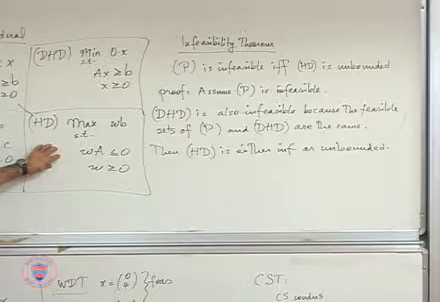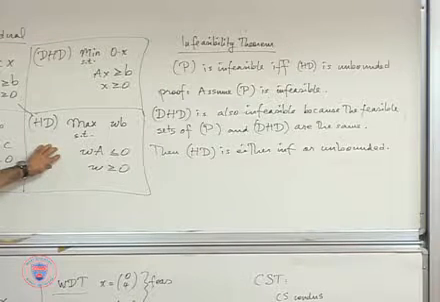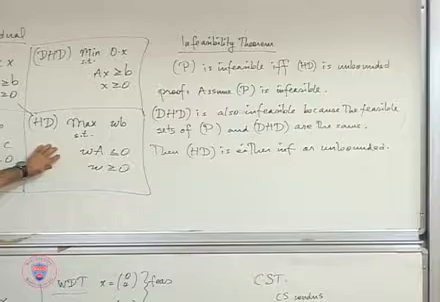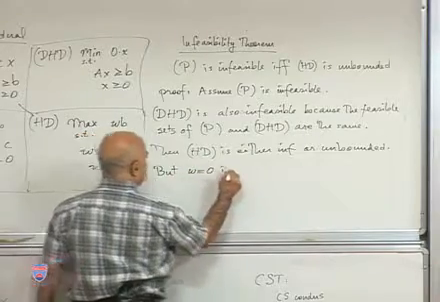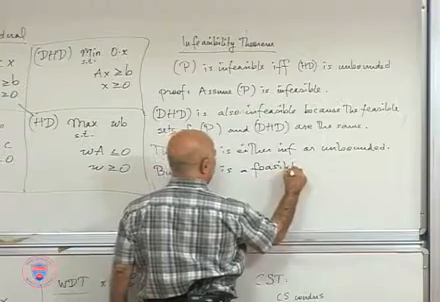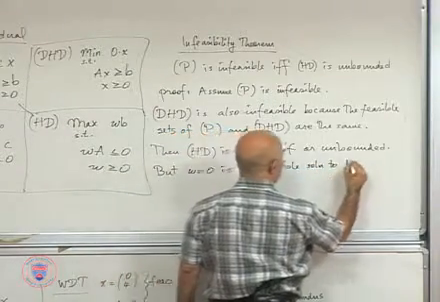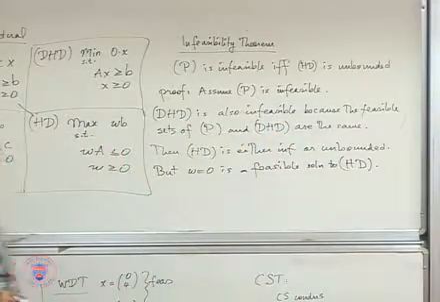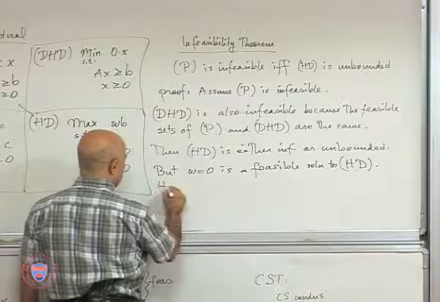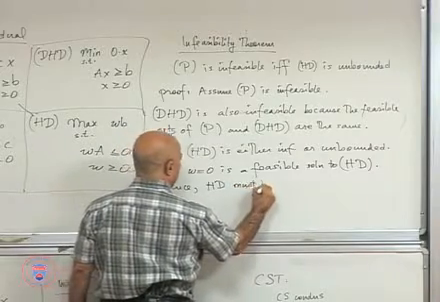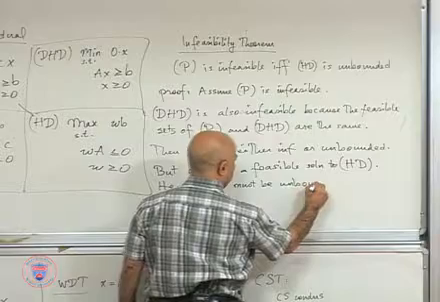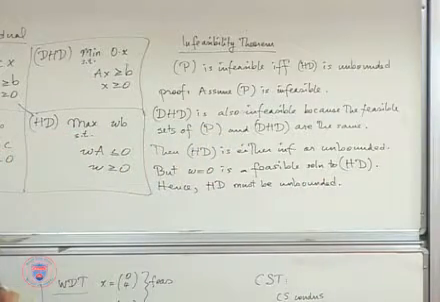Now, can HD be infeasible? Yes or no? It can't be. W equals 0 is a feasible solution to HD, hence HD must be unbounded. That's the only possibility left. Okay, so that's the first part of the proof.